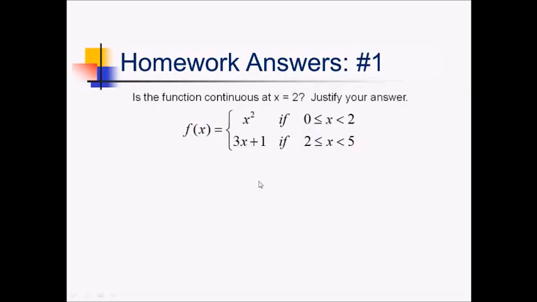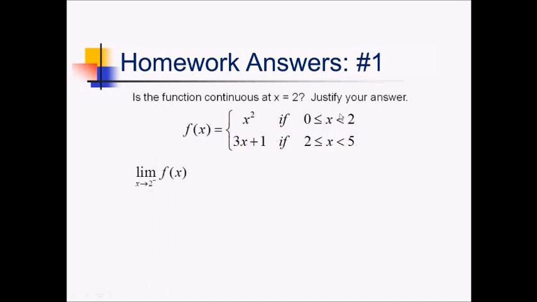On this problem, we're being asked if this piecewise function is continuous at x equals 2, a border value. So we're going to have to check out the left, right side limit and also the function value at 2, all three of those things possibly. So let's start by checking out the left side limit as x approaches 2.